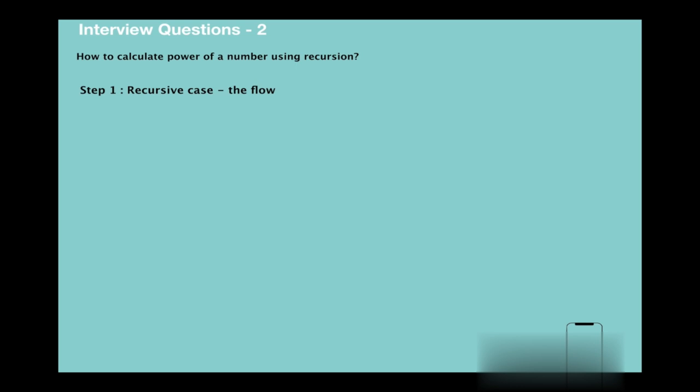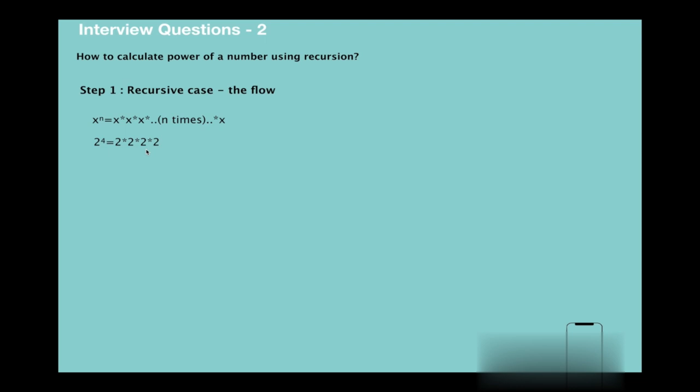So the question asks how to calculate power of numbers. From that we know that nth power of any given number can be expressed like this. For example, 2 to the power of 4 means that we multiply 2 4 times with itself. So here we need to find the recursive case.